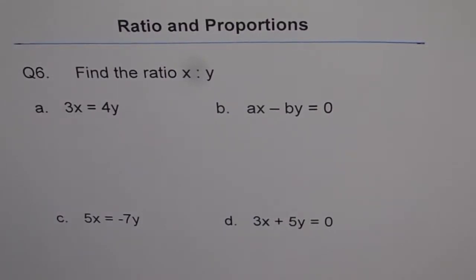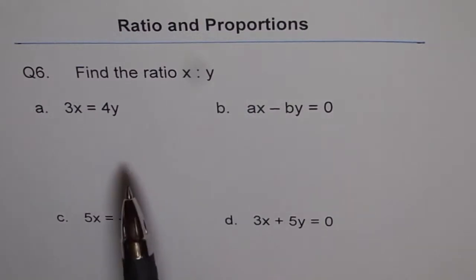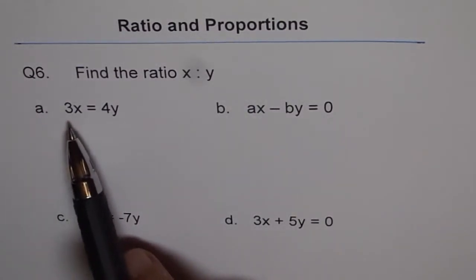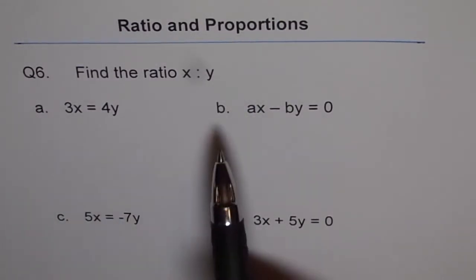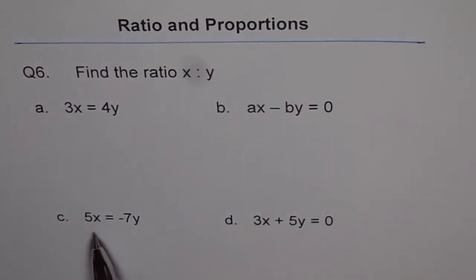Question 6 on ratios. Find the ratio x is to y. A: 3x equals 4y. B: ax minus by equals 0. C: 5x equals minus 7y. And D: 3x plus 5y equals 0. This is kind of a different question.